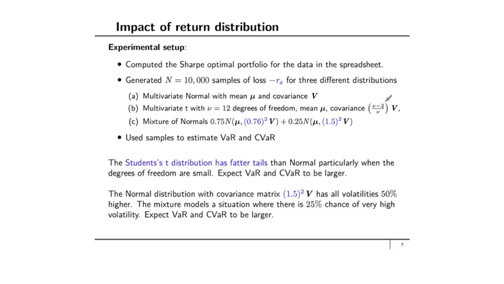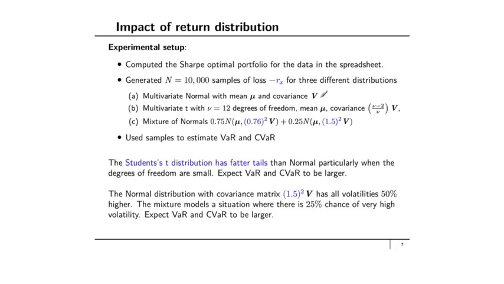The second distribution that I used was a Student's t distribution with nu equal to 12 degrees of freedom. I kept the return vector the same as mu, but I rescaled the covariance by (nu minus 2) divided by nu. The reason I rescaled the covariance is that after this rescaling, the variance of the losses remains the same as V. So both the normal distribution and the multivariate t distribution have the same mean and the same covariance matrix. The difference is that the t distribution has fatter tails, has higher moments that are not represented in the normal.